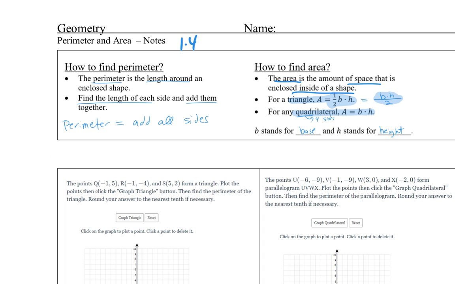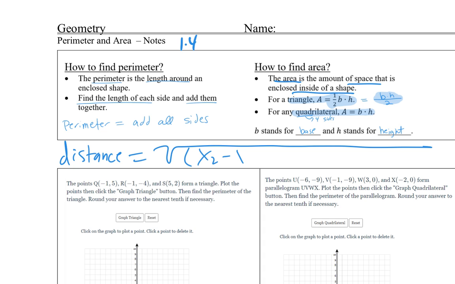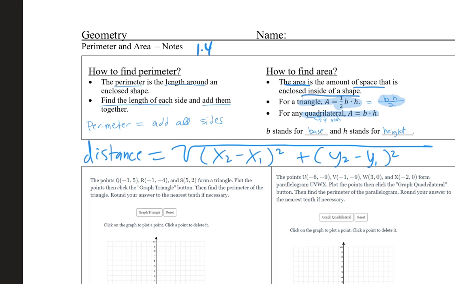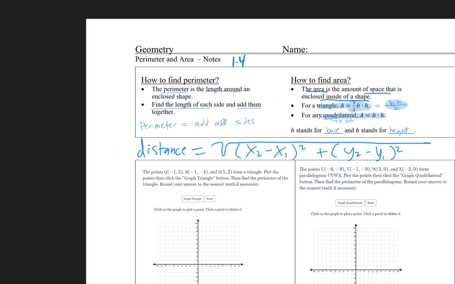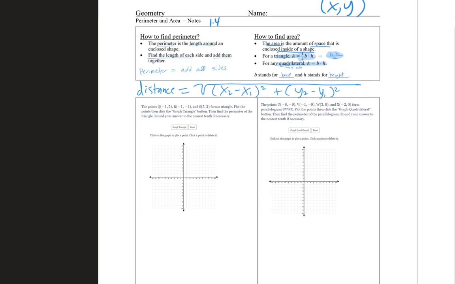And then we're going to use the distance formula. The distance between any 2 points is the square root of x2 minus x1, quantity squared, plus y2 minus y1, quantity squared. The main thing we need to remember is that x comes first, then y. X comes first, then y. All right, so let's keep that in mind.